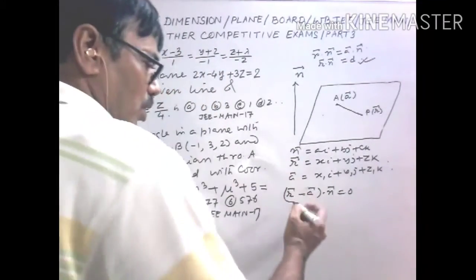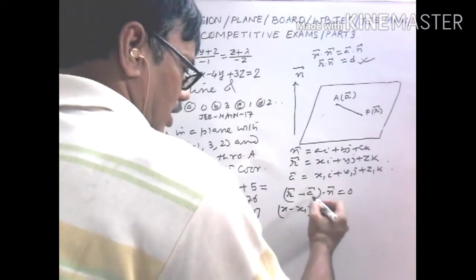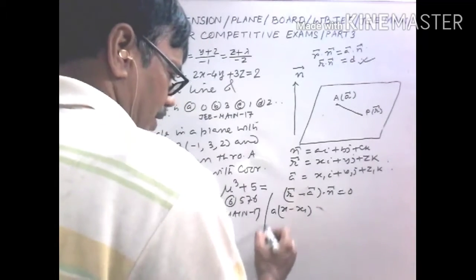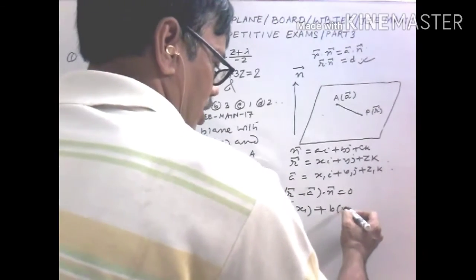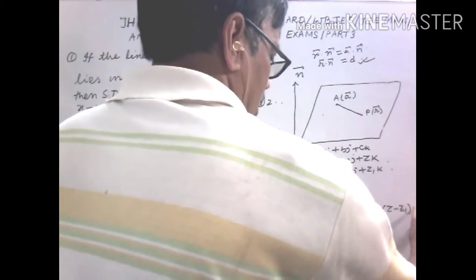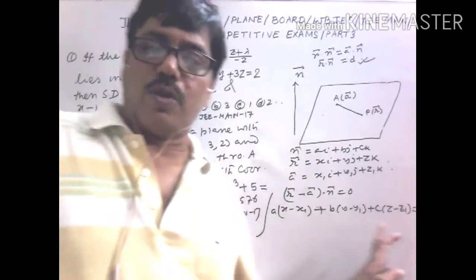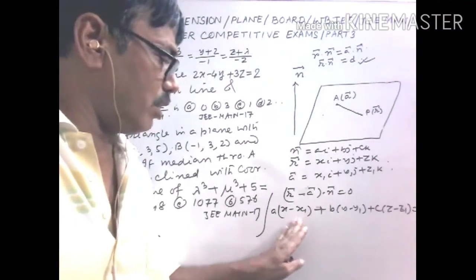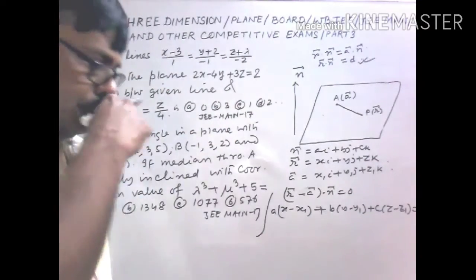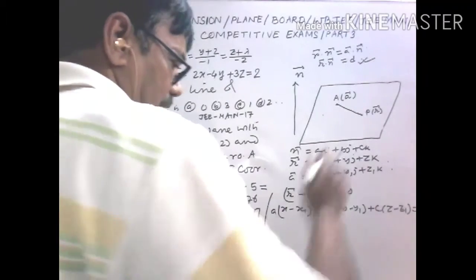So what is the formula? r minus a dot n. So we get a into x minus x1, b into y minus y1, c into z minus z1 equals 0. So this is a very useful formula: equation of plane passing through x1, y1, z1, and d ratios of the normal is a, b, c.